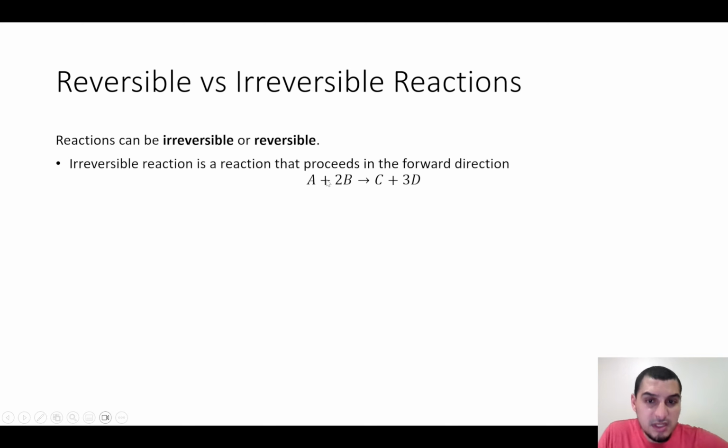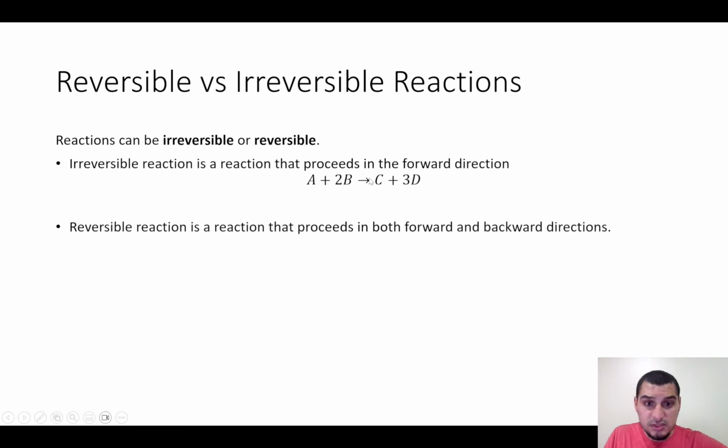And if we have this reaction A plus 2B go to C and 3D, then the arrow is just one arrow in one direction. So it's a forward reaction, it's an irreversible reaction. For the reversible reactions, the reaction goes in both directions, in the forward direction and in the backward direction. And in this case, if it's the same reaction, then the arrows are two arrows, forward and backward arrows.